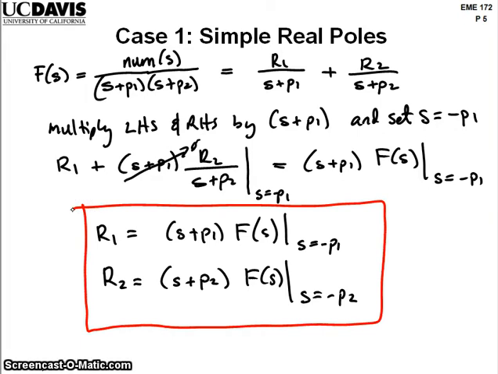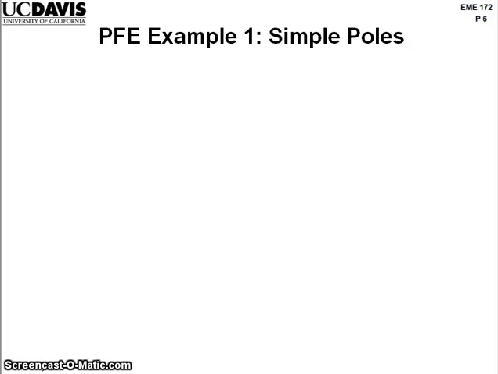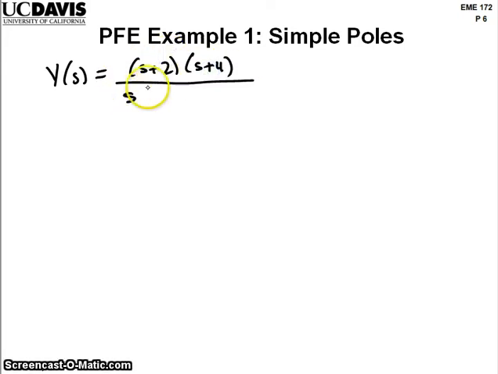Now I'm going to do an example. This is example 1, so it holds for a Laplace transform that has simple poles. Here I've got Y of s equal to s plus 2 times s plus 4, divided by s times s plus 1 times s plus 3, and we want to find y of t by partial fraction expansion.